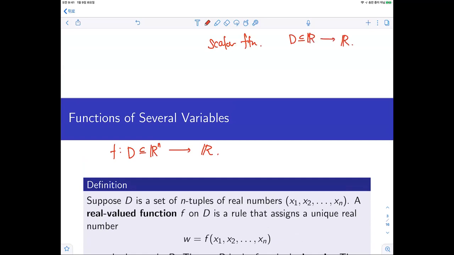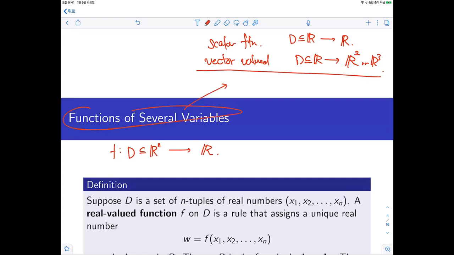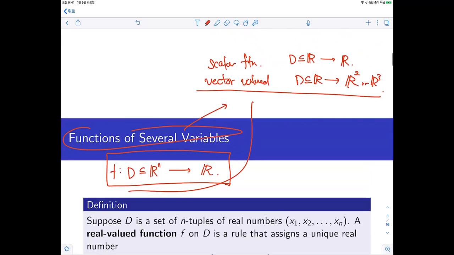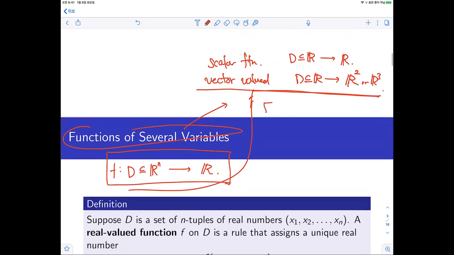And from last time, we learned vector-valued functions, that is, the domain is a subset of R, and the function sends the scalar to a vector in R2 or R3 or general Rn. But today we're studying the function of several variables. It sends an n-dimensional vector to a scalar. From a generalization, we might learn the function f defined on Rn to Rm.